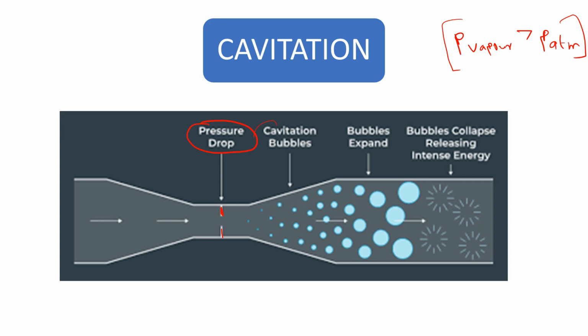You can see that these are called cavitation bubbles, and these bubbles expand and later collapse, releasing intense energy, and this can harm some of the equipment. So cavitation is defined as the process of boiling in a liquid as a result of pressure reduction rather than heat addition. That is very important, because here water boils due to pressure reduction rather than heat addition.